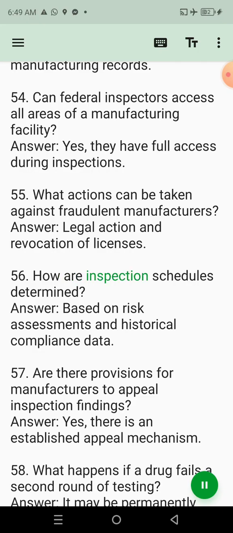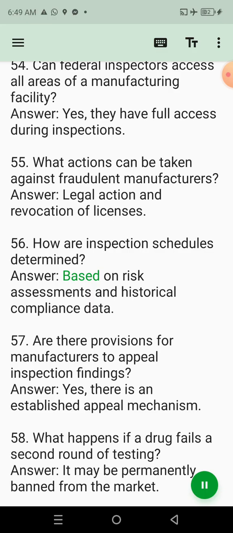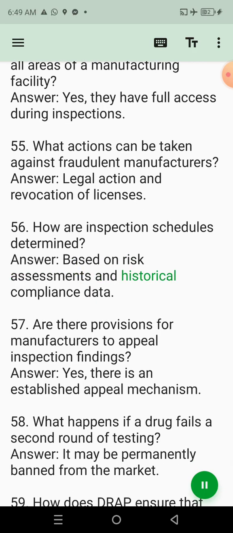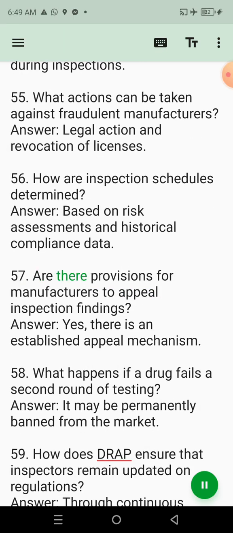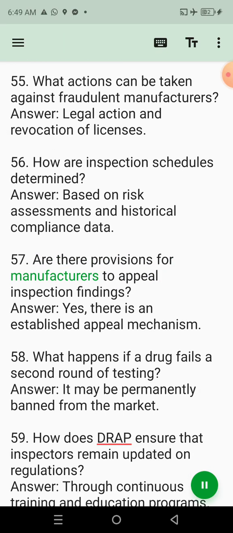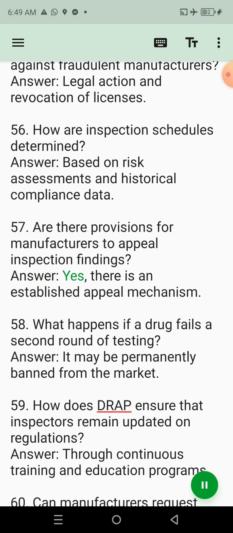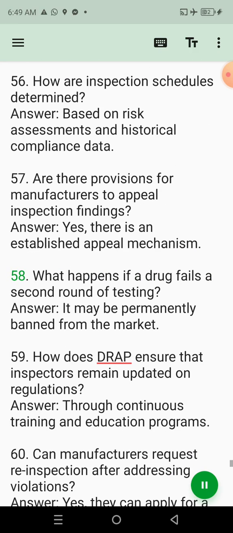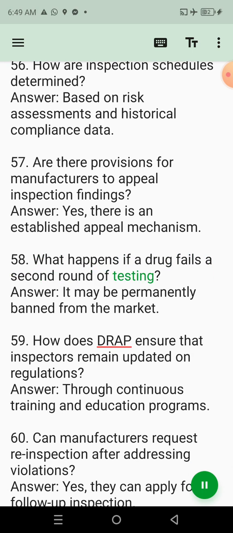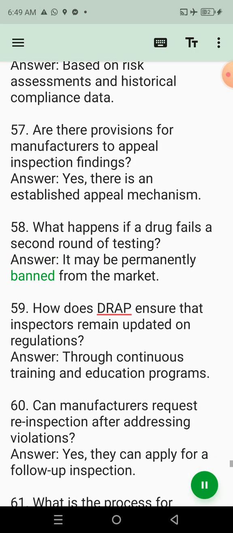56. How are inspection schedules determined? Answer: based on risk assessments and historical compliance data. 57. Are there provisions for manufacturers to appeal inspection findings? Answer: yes, there is an established appeal mechanism. 58. What happens if a drug fails a second round of testing? Answer: it may be permanently banned from the market.